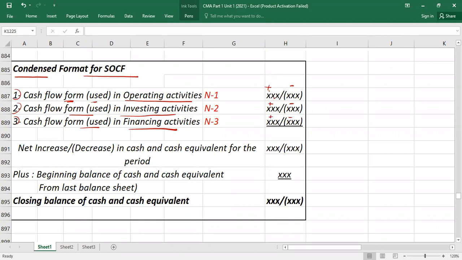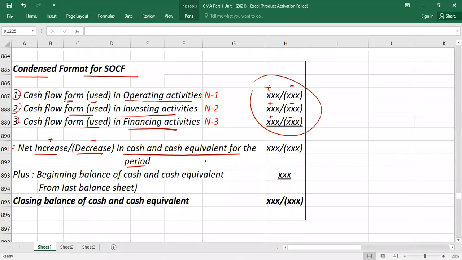Now, guys, once you add and subtract all these three sections, this is known as net increase if your final answer is positive, or decrease if your final answer is negative, in cash and cash equivalents for the period.